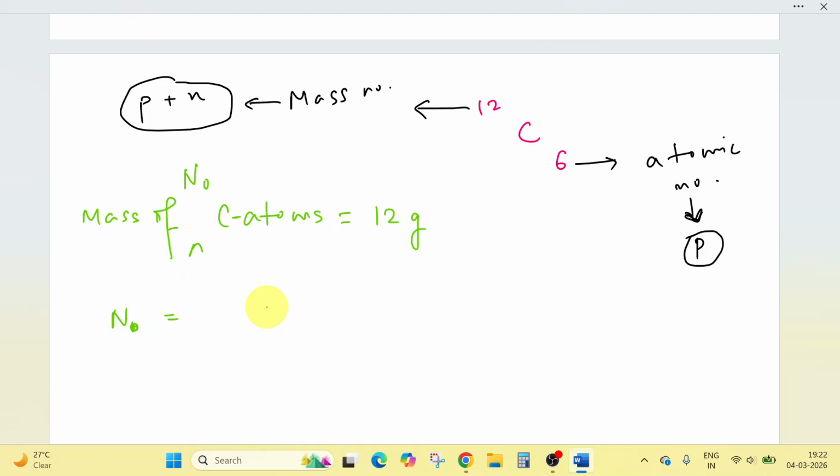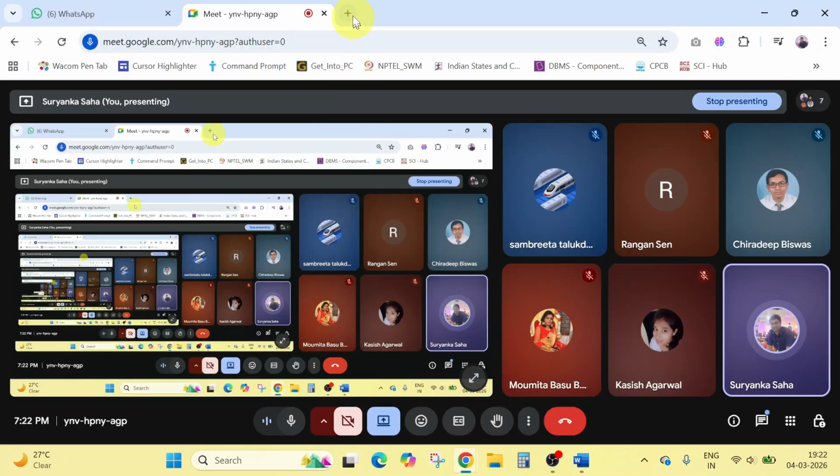বুঝতে পারছো? Because 12 gram is a huge weight. 12 gram মানে অনেকটাই. It is quite significant weight. So one atom cannot be weighing like that. So I will show you in the Google. The screen is shared.